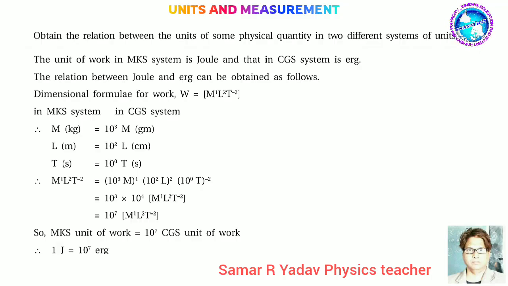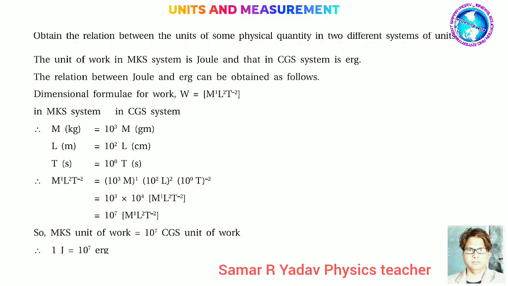The unit of work in MKS system is joule and that in CGS system is erg. The relation between joule and erg can be obtained as follows. Dimensional formula for work: W is equal to [M1 L2 T-2]. In MKS system, M is kg, L is meter and T is second, which is equal to 10 to the power 3 M gram, 10 to the power 2 L centimeter, 10 to the power 0 T second.